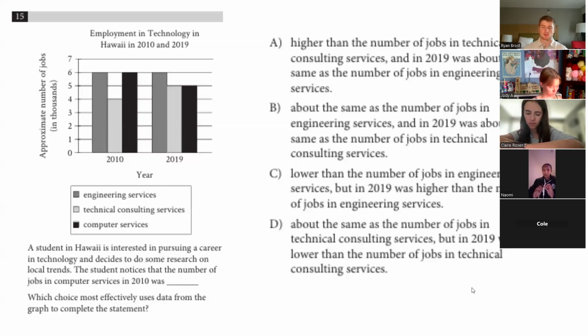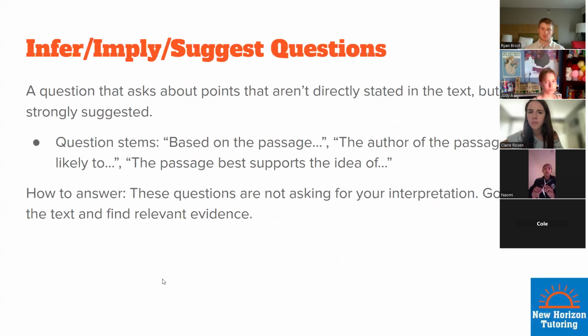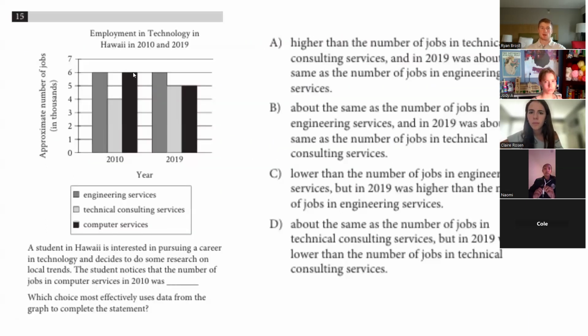Okay, so this one would be A. The reason for that is it's saying in 2010. So we've got to look at that 2010 there. And then this bar here is the computer services. So it's higher than the number in the technical consulting in 2010. And then this is going to be higher than, or about the same as, the number of jobs in engineering in 2019. So A would be correct there.